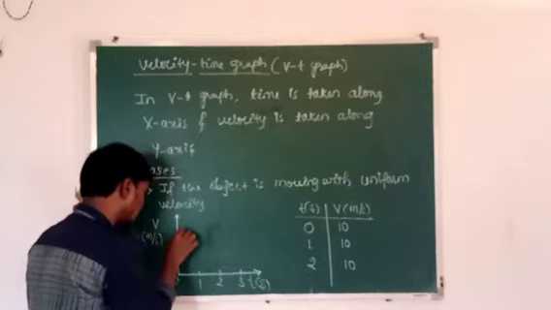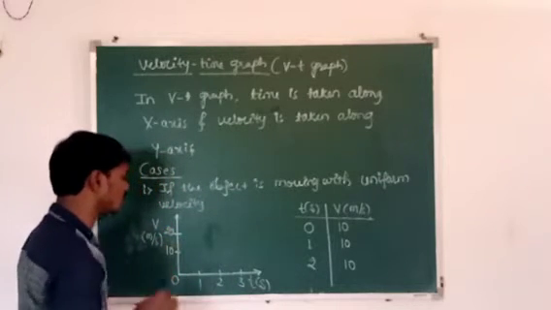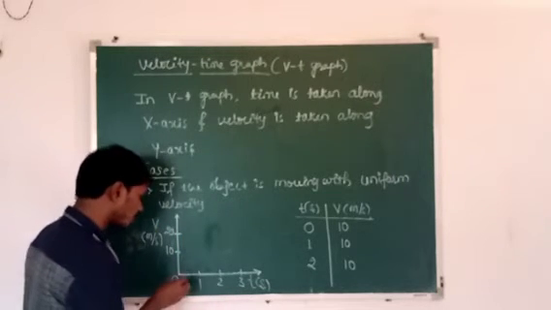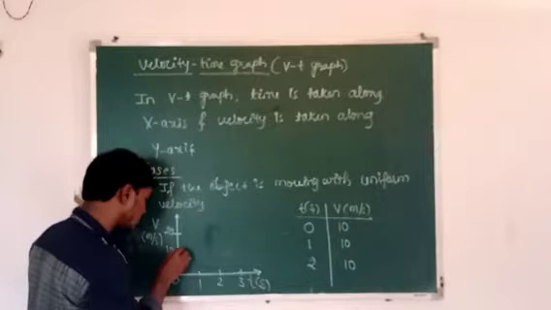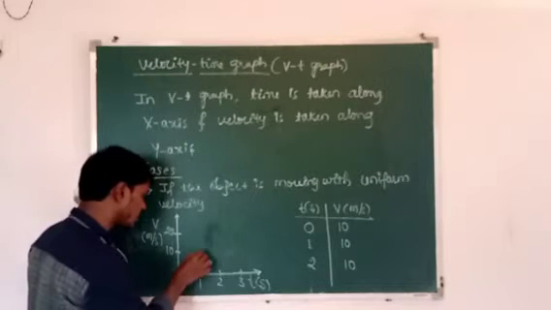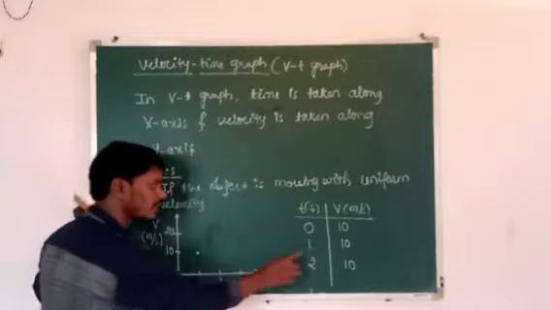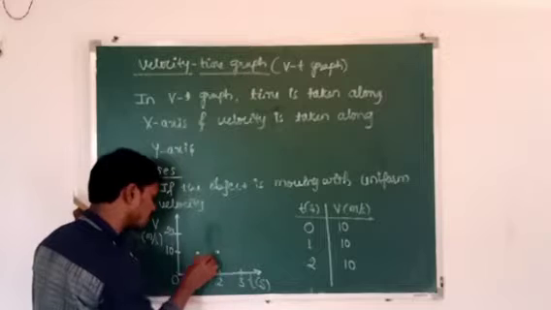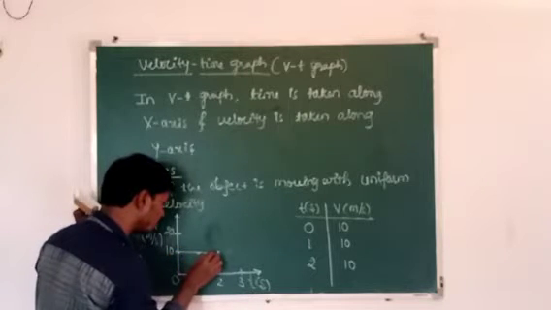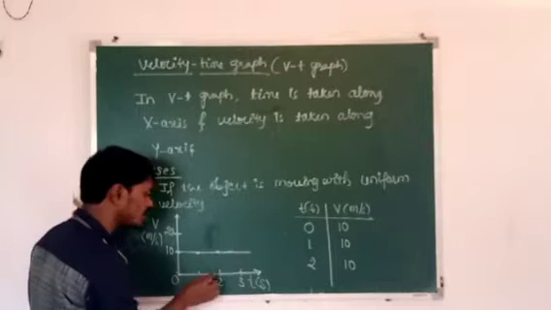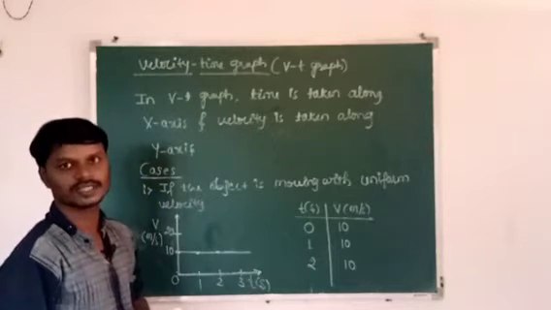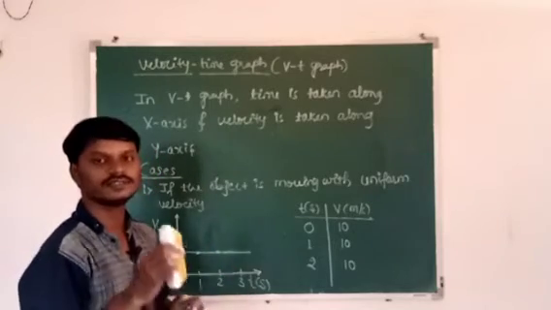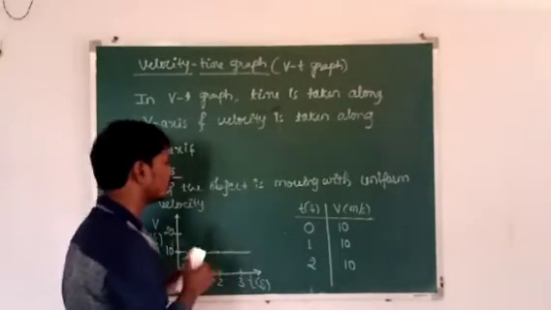10, 20, I will take some readings on the y-axis here. Those readings are velocity readings. Okay, so at 0 second, what is the velocity of the object? That is 10. At 1 second, what is the velocity of the object? That is again 10. Then after 2 seconds, what is the velocity of the object? That is again 10. Then I will join the points here, and we will get a straight line, and this line is parallel to the x-axis. Okay, means velocity versus time graph is parallel to the x-axis when the object is moving with which velocity? Uniform velocity.